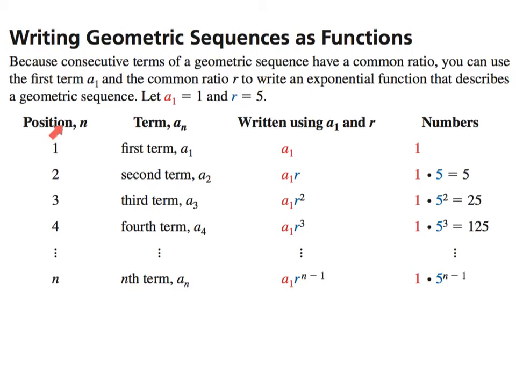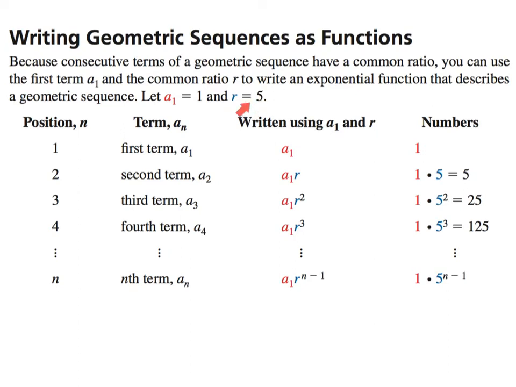So, position: this is the first number in the sequence, the second, the third, the fourth, and then it's called the nth term. Now that actual term is a sub 1, a sub 2, a sub 3, a sub 4, and a sub n for the nth term. The position is what we plug in for n. Now written using it together with r, is the common ratio right here.